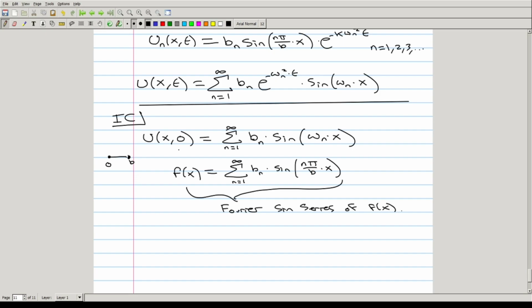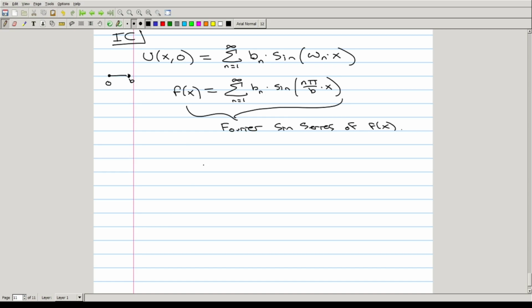So we know immediately how to go through and calculate these coefficients bn using our orthogonality relations. Specifically, bn is going to end up being 2 over b, where b is the length of this interval, times the integral from 0 to the end of the interval of f of x times sine of n pi over b times x dx.